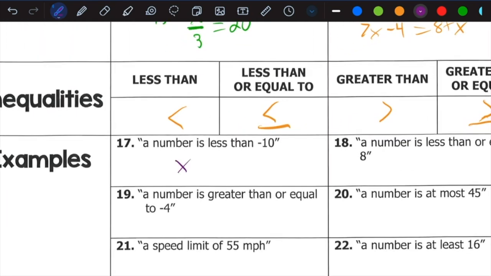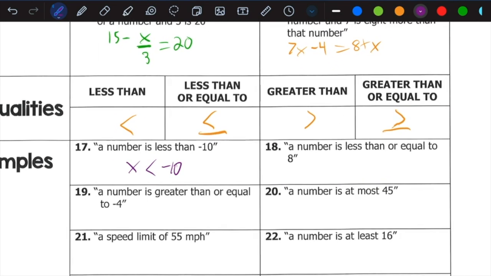So x is the number, is less than. So is less than is different than is or is equal to. So we have to put the less than symbol, negative 10. And we just do it exactly in the order we saw it, replacing the words with the symbols. 18, a number is less than or equal to 8. So x is less than or equal to 8. Number 19, we have a number, so x is greater than or equal to negative 4. And that's the problem.